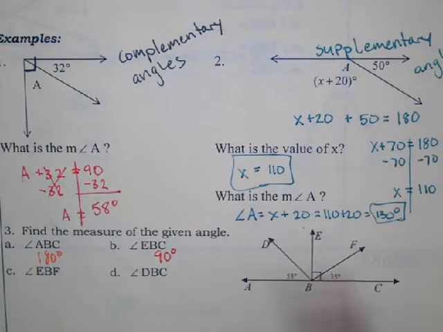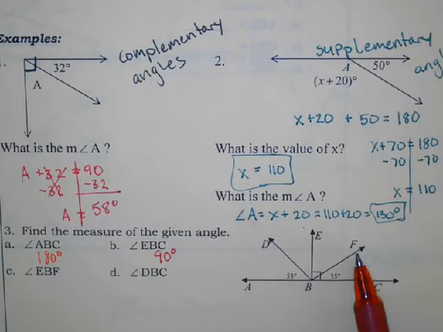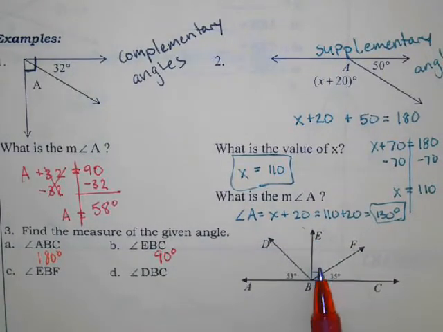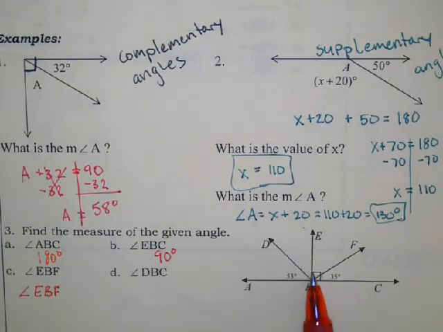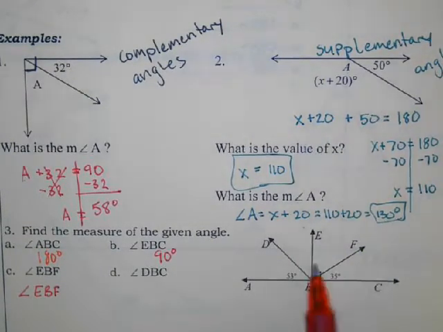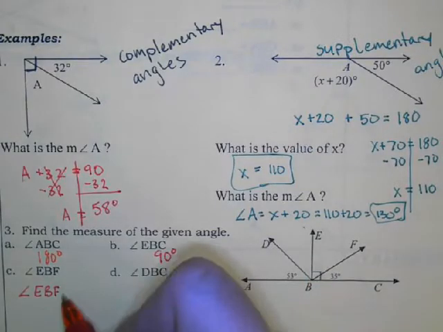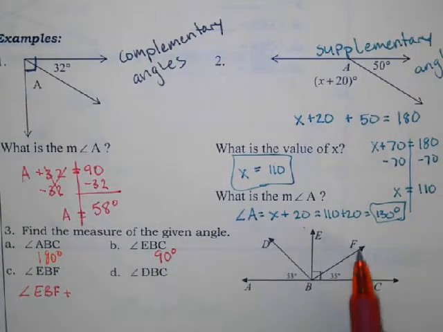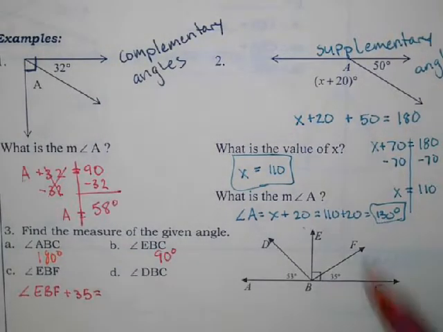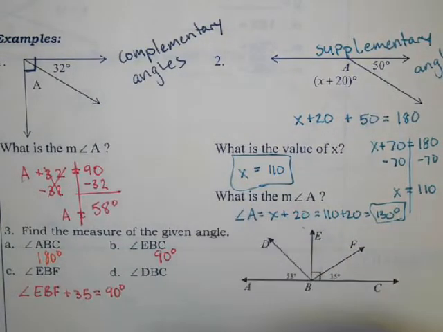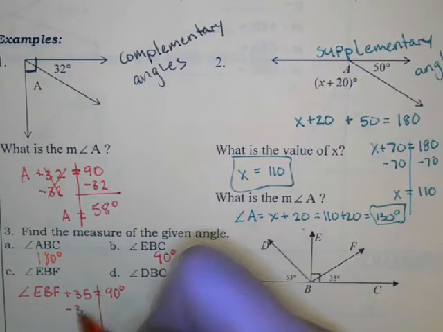So now we have to find angle EBF. We can use complementary angles because EBF is complementary to FBC. So I'm going to add this angle plus this angle, EBF plus FBC, so that's 35 degrees. And if they're complementary, what will they equal? They'll equal the box, which is equal to 90 degrees.